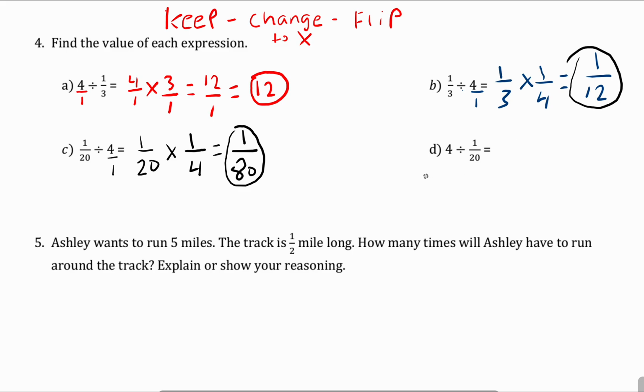Okay. So now we have 4 divided by 1/20. So again, we're going to keep the 4, which is really 4 over 1. Then this division symbol, we're going to change it to multiplication. And this fraction right here, we're going to flip that, okay? So 1/20 is going to become 20 over 1. So now this is going to be 80. All right. So let's try the next problem.